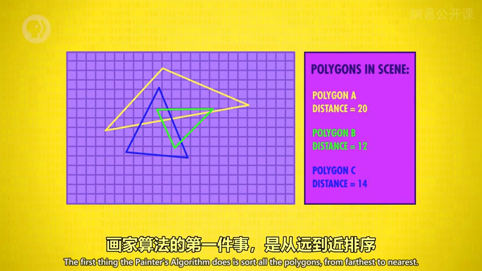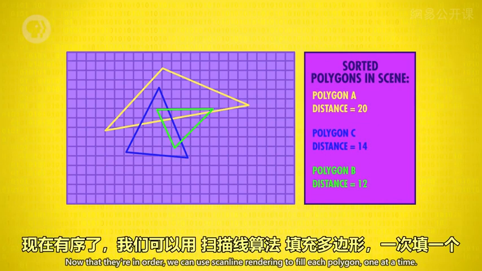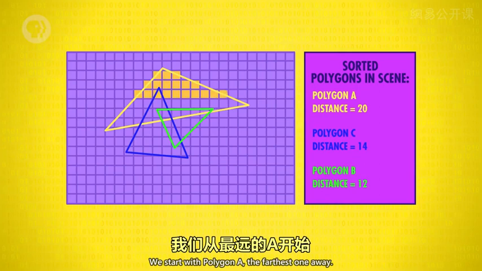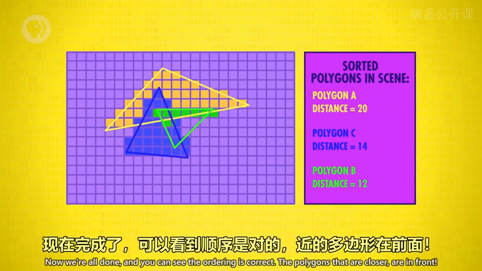The first thing the painter's algorithm does is sort all the polygons from farthest to nearest. Now that they're in order, we can use scanline rendering to fill each polygon one at a time. We start with polygon A, the furthest one away. Then we repeat the process for the next farthest polygon, in this case C, and then we repeat this again for polygon B. Now we're all done, and you can see the ordering is correct. The polygons that are closer are in front.